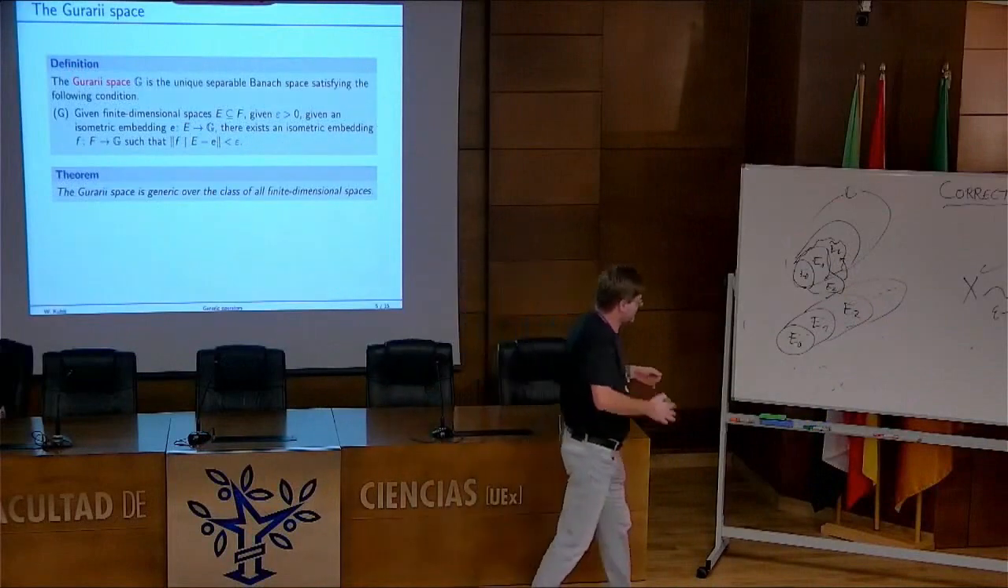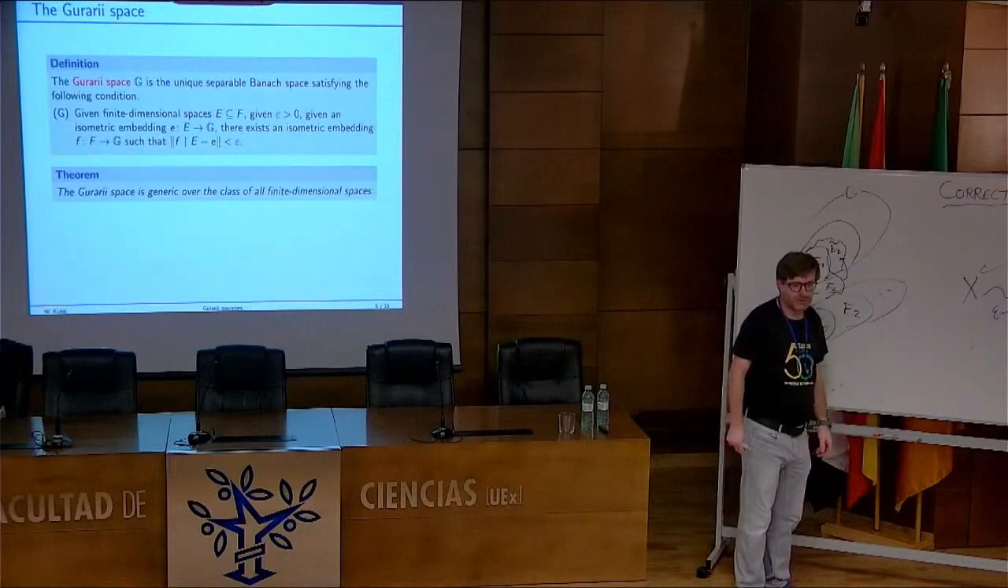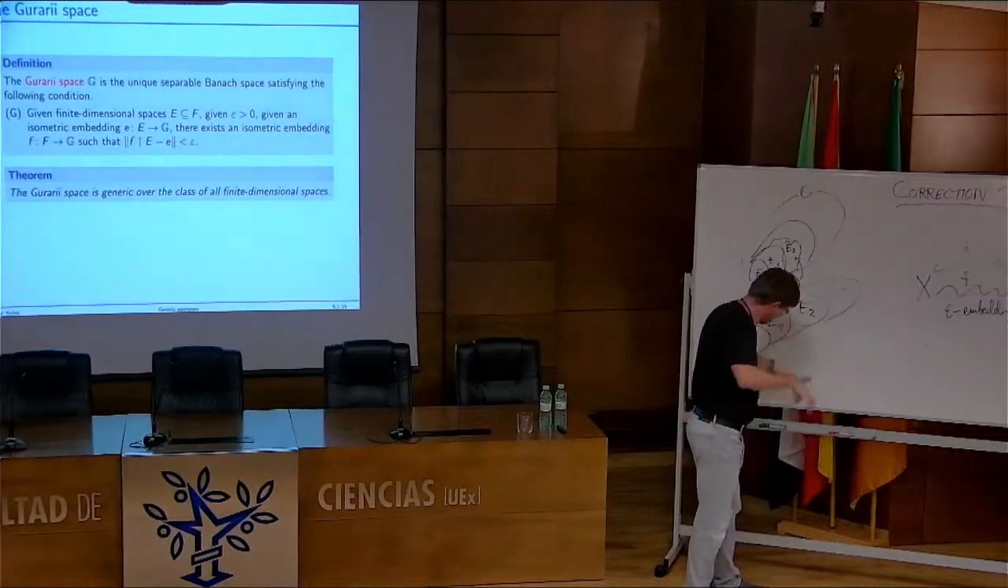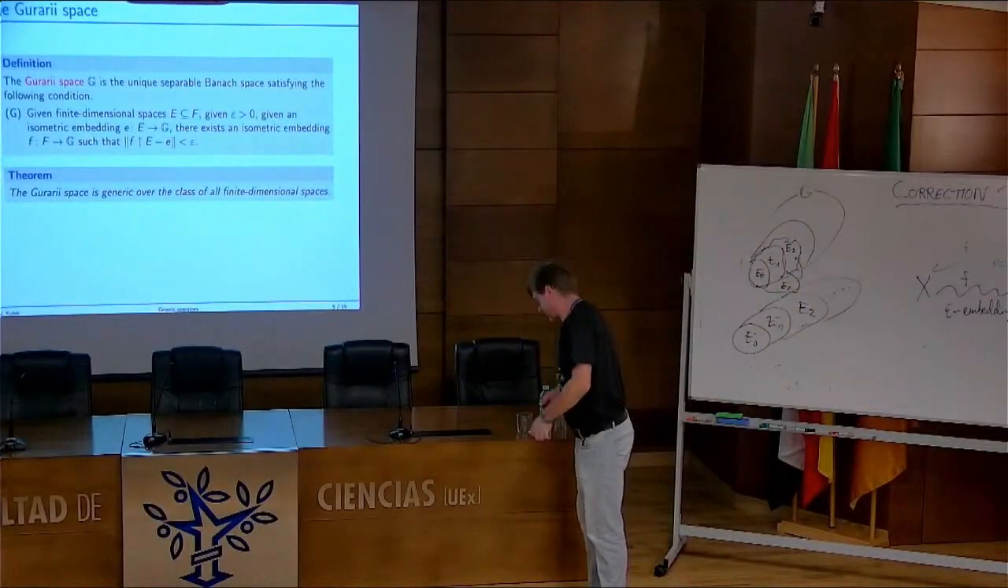And therefore, extending to the completion, you get an isometric isomorphism. So the main point is that it should be onto, not just into. Yeah? So that's how it works.